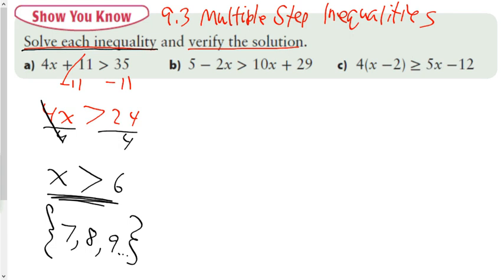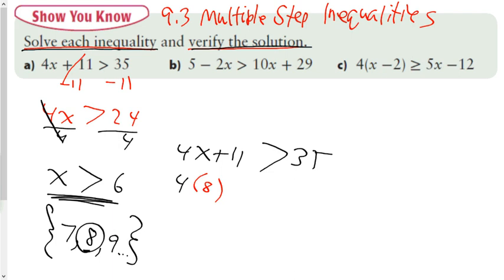The last part says to verify the solution. So how will I verify? Anybody? Yeah, I'm going to substitute one of them. Normally, I like to take my middle number and substitute and make sure that is a valid number. So I'm going to take my original inequality and substitute 8 for my x. And if this is true, then my inequality is likely true.